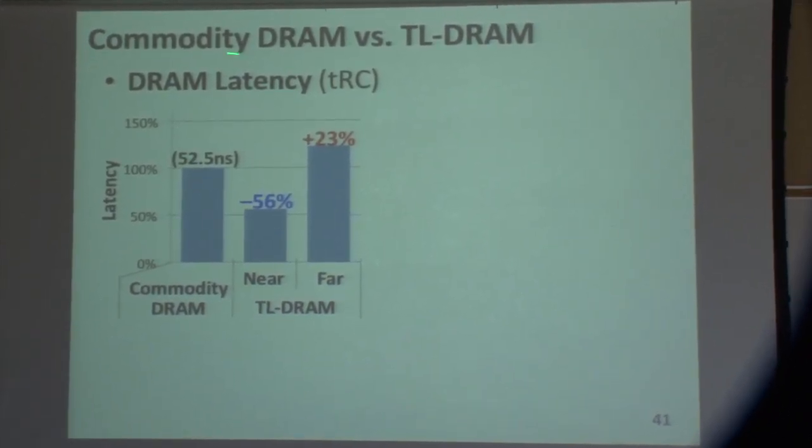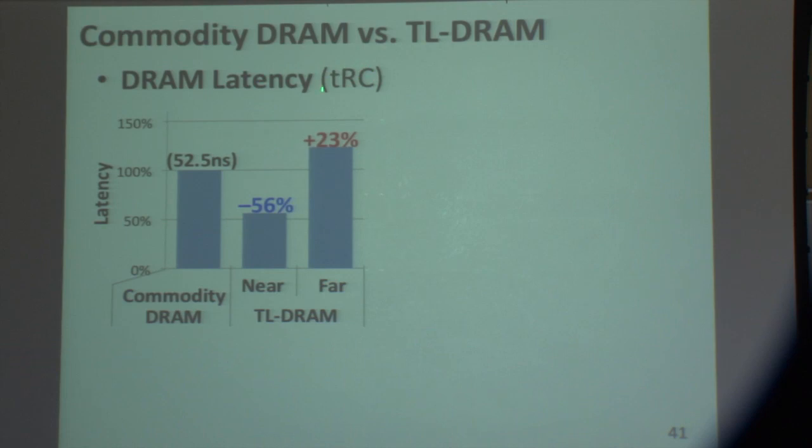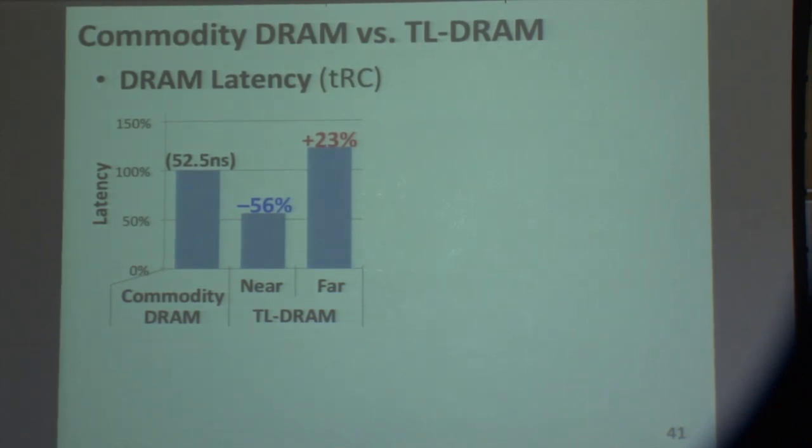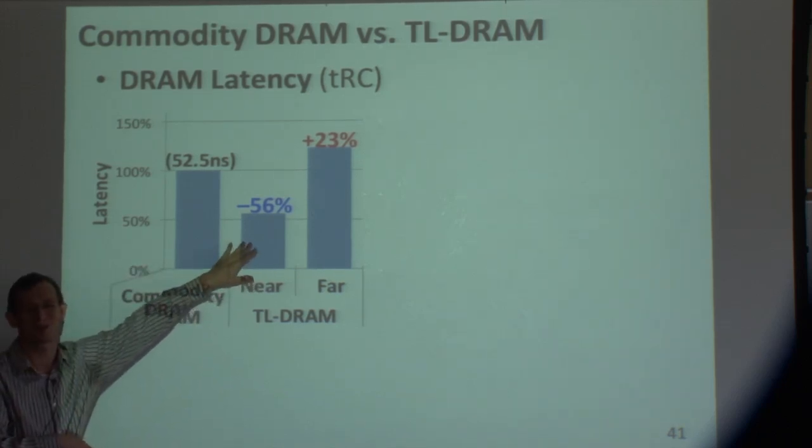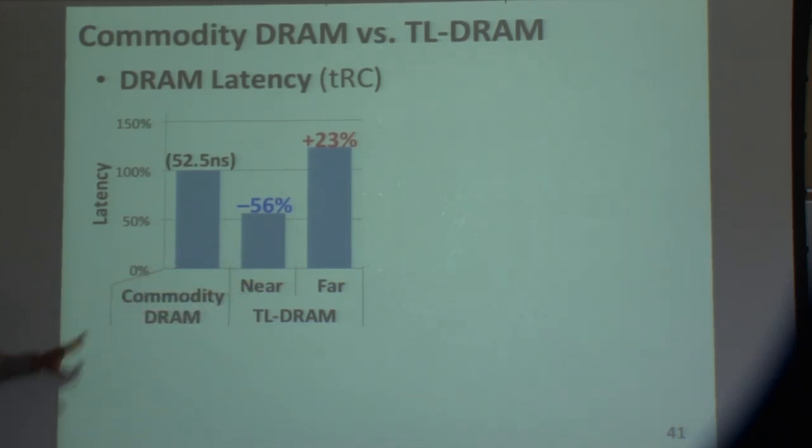This is DRAM latency. Today's DRAM latency is usually measured with the row cycle time, tRC: how long you need to wait between two consecutive activates to different rows. Commodity DRAM today has about 53 nanosecond latency. The near segment reduces this latency by 56%, to 23 nanoseconds or so. And this is with a near segment length of 32 cells.